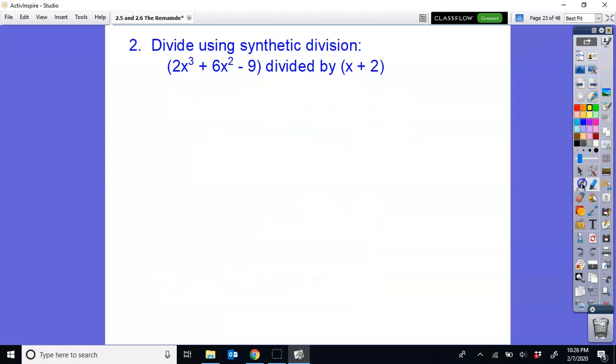The second problem is dividing using synthetic division. Remember, synthetic division basically also has its own little house. On the inside, though, with the 2x cubed, 6x squared, and minus 9, we don't have to put the x's actually in here. We just put the coefficients of 2, 6, 0, and negative 9. Now, some of you may be thinking, if you didn't pay attention in class, why in the world did he put 0? Remember, we put the 0 there because there is no x to the first power right here, and so we have to have a placeholder for it, just like we do with long division.